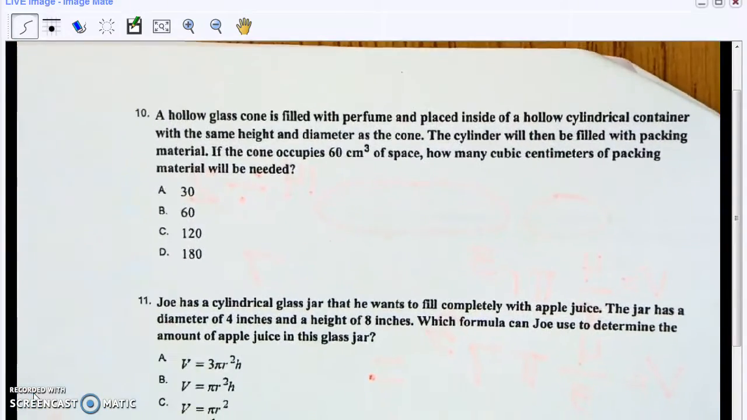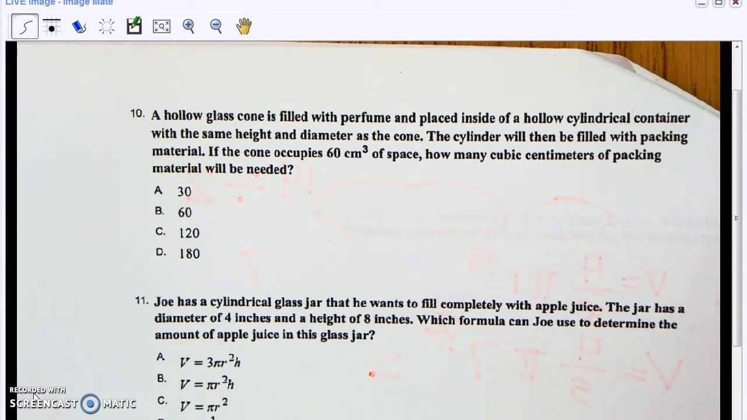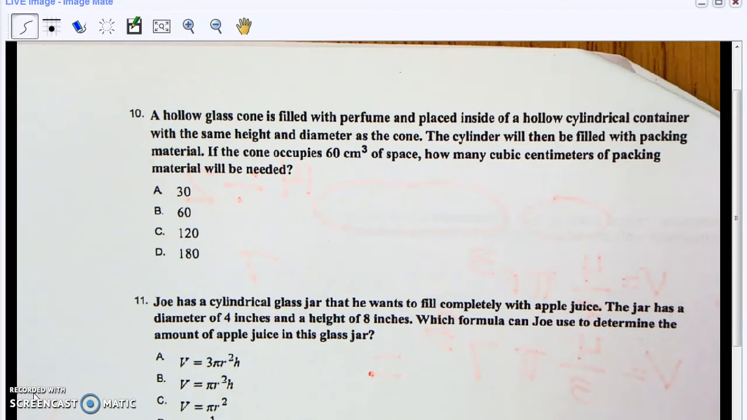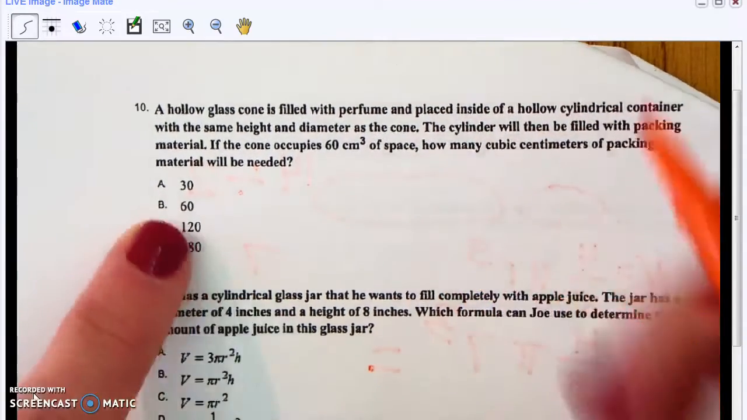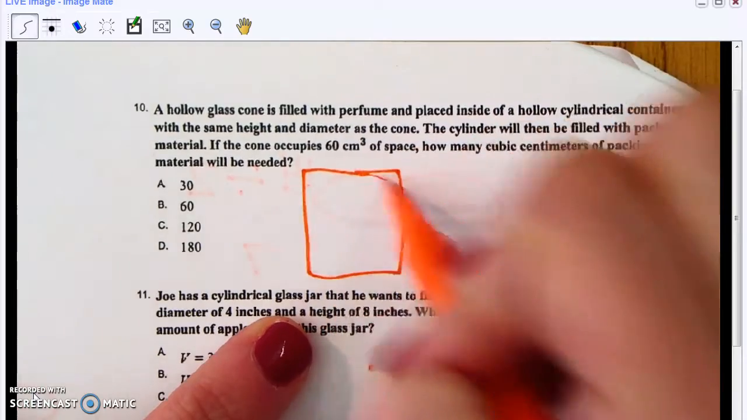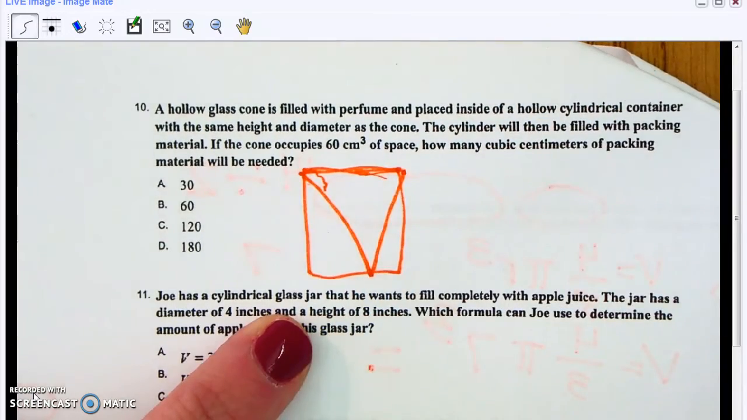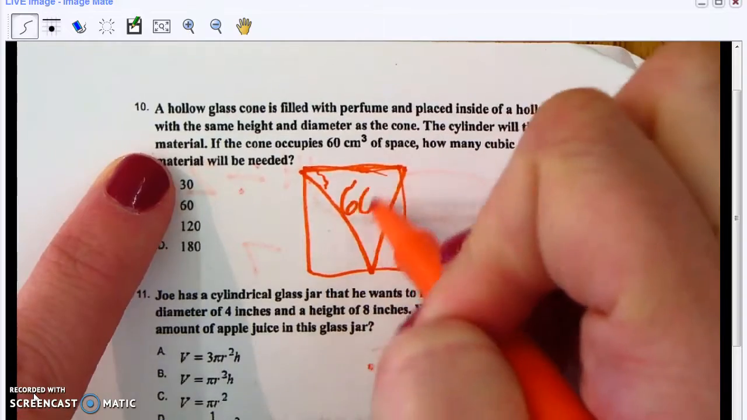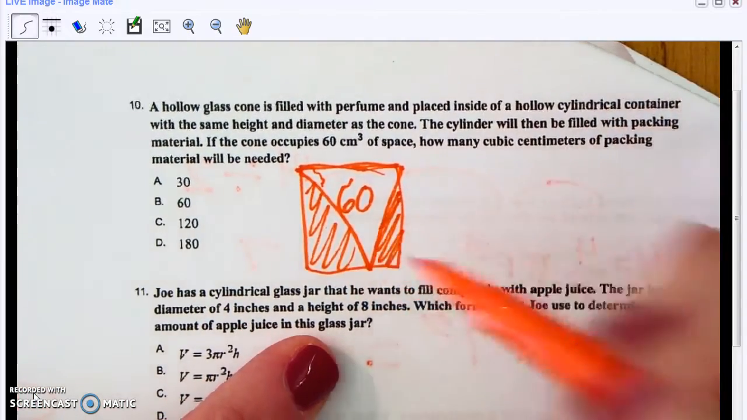A hollow glass cone is filled with perfume and placed inside a hollow cylindrical container with the same height and diameter as the cone. The cylinder will be filled with packing material. If the cone occupies 60 cubic centimeters, so here's my cylinder, and here's my cone that has the same height and radius. The cone is 60 centimeters cubed, so we want to know how much packing material we need.